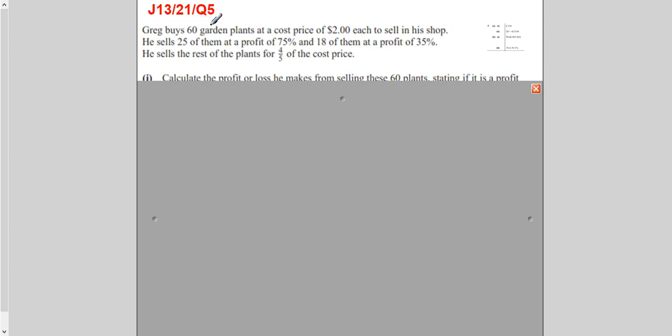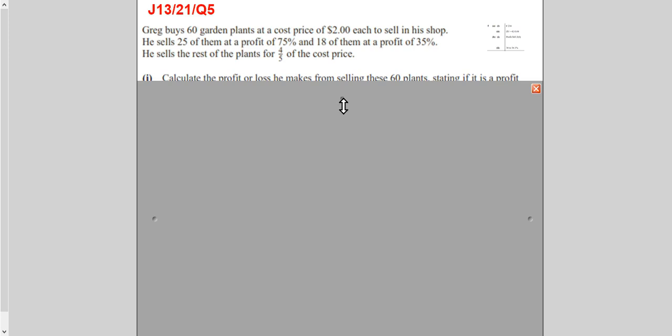It is talking about 60 garden plants. This is from June 13. And the price of each plant is $2. Now what is happening? 25 of the plants were sold at 75% profit. 18 of them were sold at 35% profit. And the rest were sold at 4/5 of the cost price. So very interesting. The question is given here in terms of percentage and in terms of fraction. So you have to calculate the value for each part yourself.